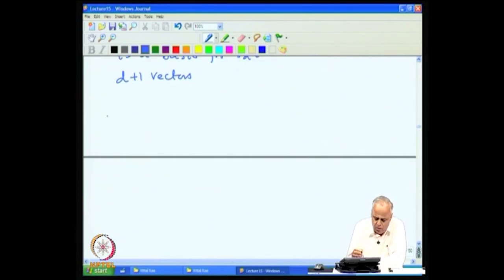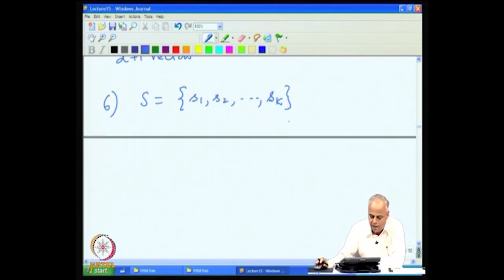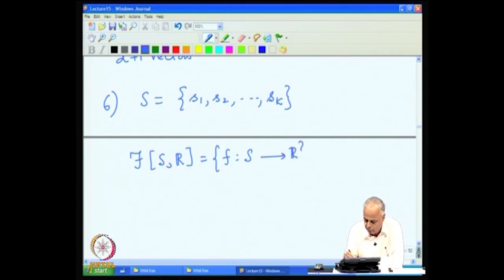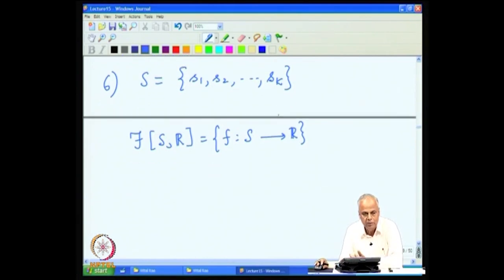Now, let us look at another interesting example. Let us take a set S which has a finite number of elements, say s1 to sk. Suppose we have a set S having a finite number of elements and then look at the vector space of all functions from S mapping to the real line. So, it is the set of all functions which map S to R. Now, let us look at whether this is a finite dimensional space or an infinite dimensional space.